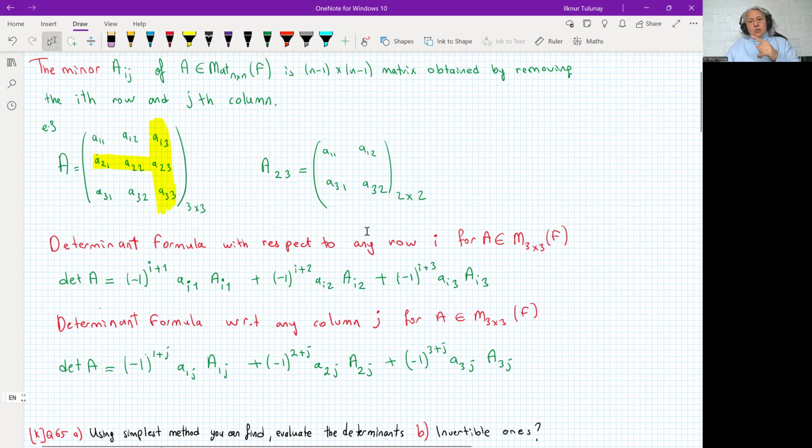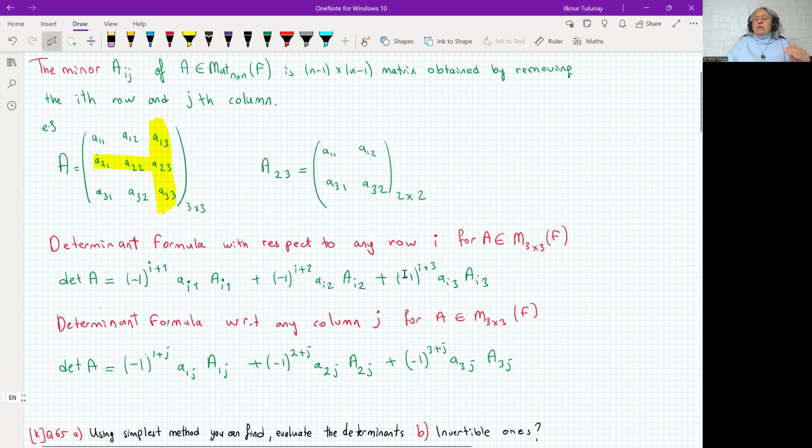The formula with respect to row i, for example, will be: minus 1, this is a place variable, let's say it that way. So this is minus 1 to the power i, the ith row, plus the column, which is 1. This 1 corresponds to column 1. Then Aij is the element there, and Ai1 is multiplied by the minor obtained by eliminating the ith row and first column. And then this one is minus 1 to the ith row, second column, times the entry of the ith row, second column, and then its minor.